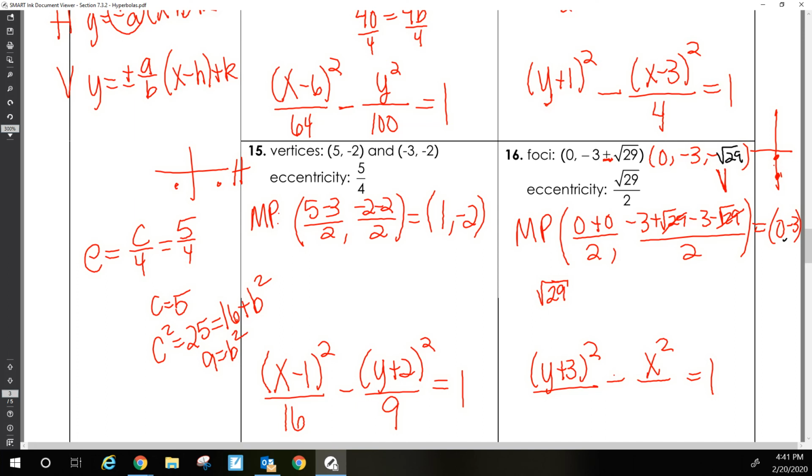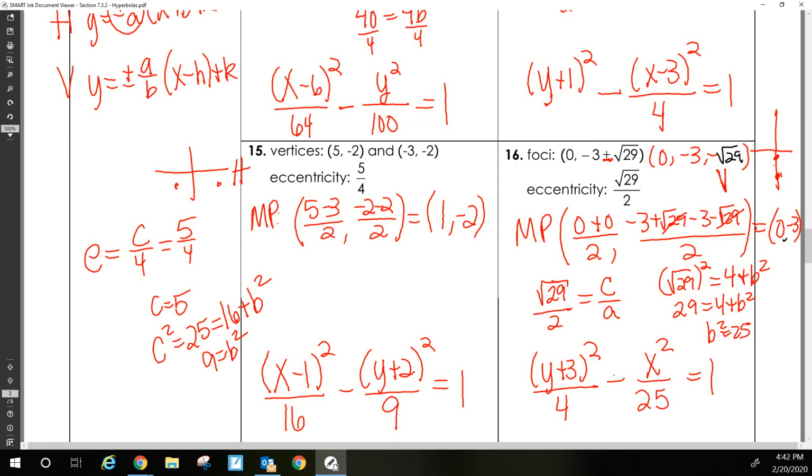So what does a have to be? a is going to have to be 2. So a squared is going to be 4. That's what's going to go there. That's the easier one. And then we're going to use the c and the a to find our b. So c squared is 29. Square root of 29 squared is equal to a squared, which is 4, plus b squared. So 29 is equal to 4 plus b squared. Moving that 4 over, I get b squared is 25.